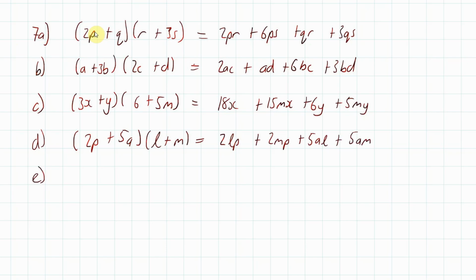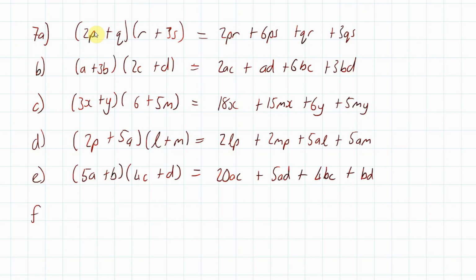Let's move on to D, second to last one. 5A plus B, close bracket, into 4C plus D, close bracket. Now we do FOIL. F is first, so it's 5A times 4C, which is 20. So 5 times 4, 20. AC, 20 times A times C. Then we're going to go outers, which is 5A times D, which is 5AD. Then we're going to go inners, which is 4C times B, which is 4BC. And then we're going to go B times D, and we can't simplify any further there.